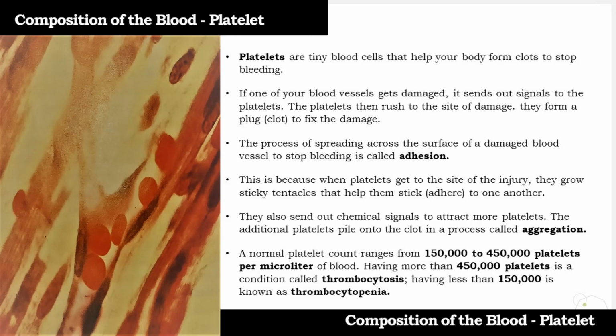A normal platelet count ranges from 150,000 to 450,000 platelets per microliter of blood. Having more than 450,000 platelets is a condition called thrombocytosis. Having less than 150,000 is known as thrombocytopenia.